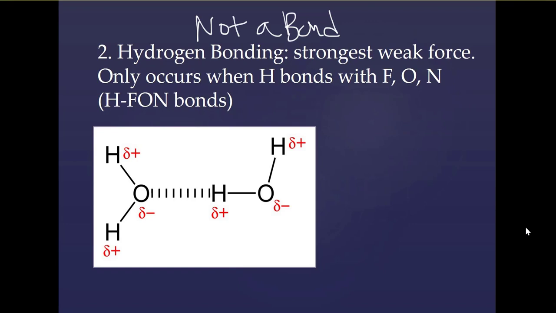So you do have to have a polar molecule to have hydrogen bonding. It only occurs when hydrogen bonds with fluorine, oxygen, and nitrogen. I call these H-Fon bonds so that you can remember. If a molecule doesn't have a fluorine, oxygen, or nitrogen that is also bonded to hydrogen, you will not have hydrogen bonding. So it's very, very specific. Water has hydrogen bonding because we have an oxygen bonded to a hydrogen, and in fact two of them.